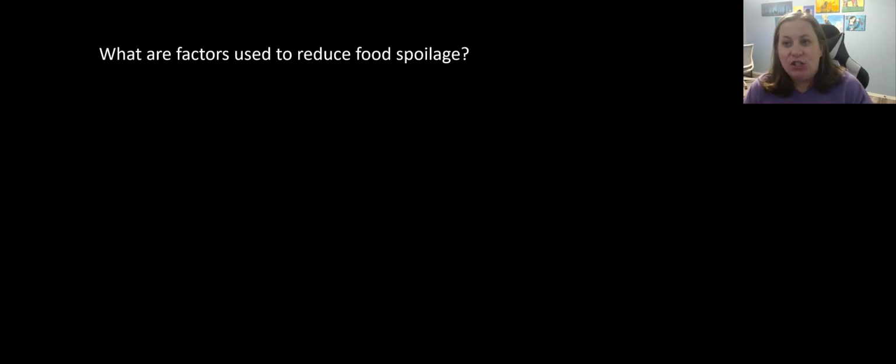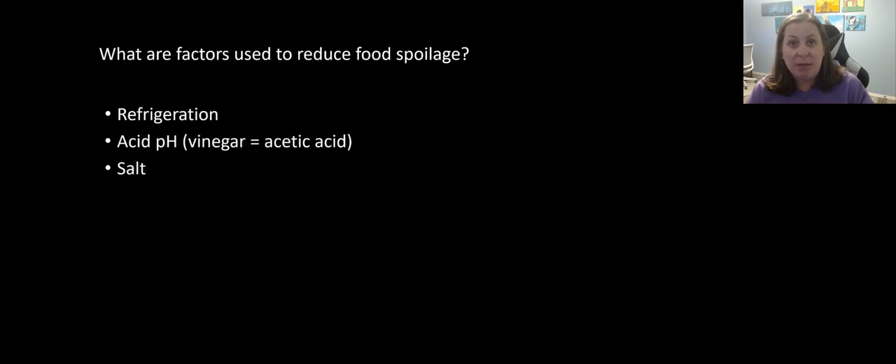So what are factors used to reduce food spoilage? If we're looking at these physical, environmental characteristics, this is where refrigeration is a really big part of reducing food spoilage. Also acid pH, like using vinegar or acetic acid to bring the pH down for pickling, can preserve food and prevent it from spoiling, as well as adding salt to it. So these are ways that we have come up with to help reduce food spoilage.